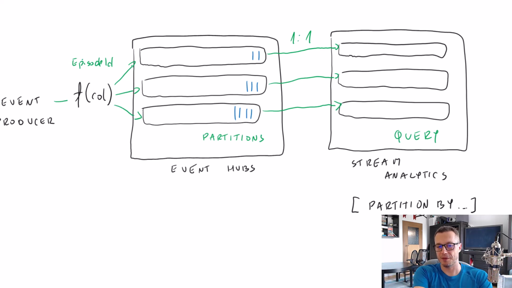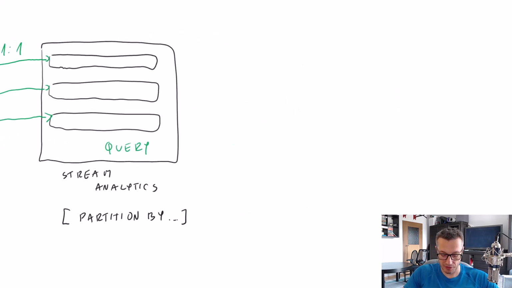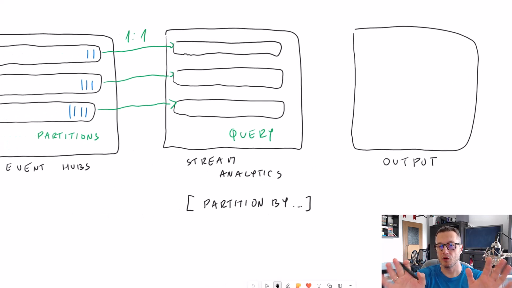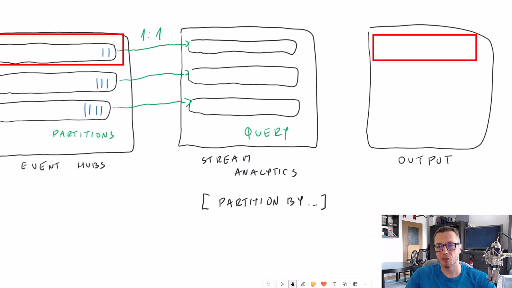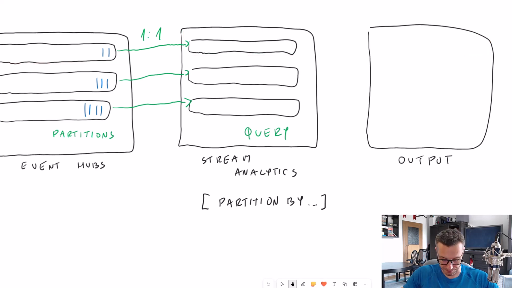Alright, so we have one input partition, one instance of the query, and the last thing we've got to do is to have also partitioned output. So this is our output, whatever it is. And a rule of thumb is that the number of input partitions here has to be the same as the number of output partitions, and obviously the same as the number of query instances, except for blob storages that have some relaxed conditions.